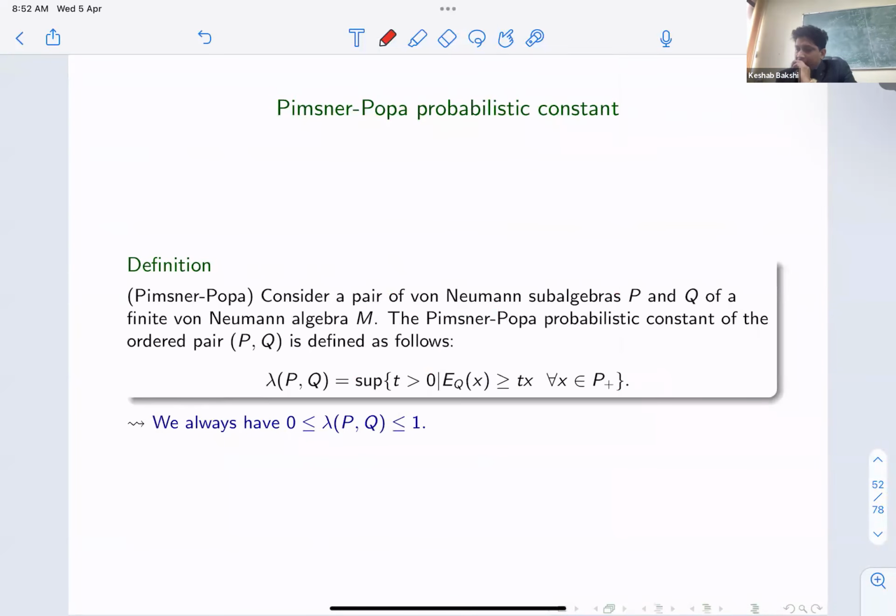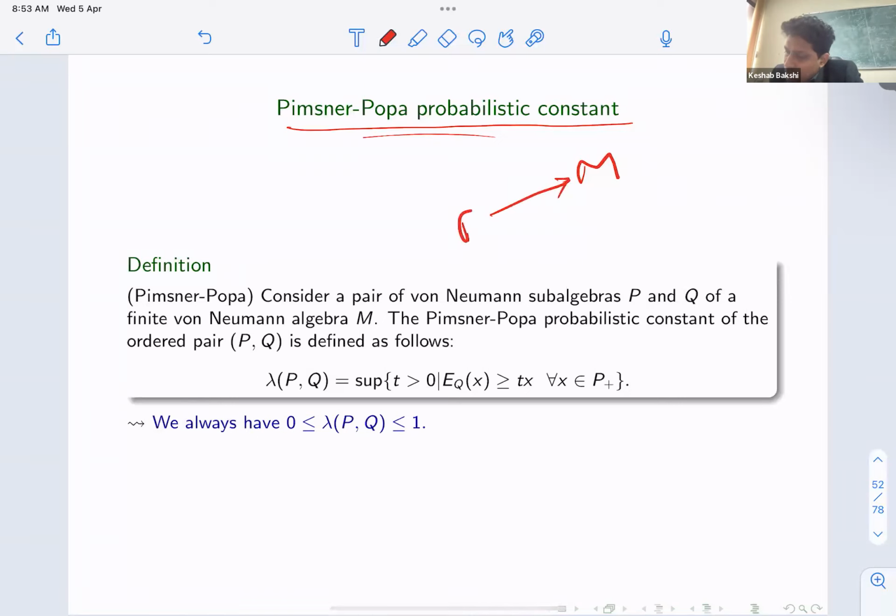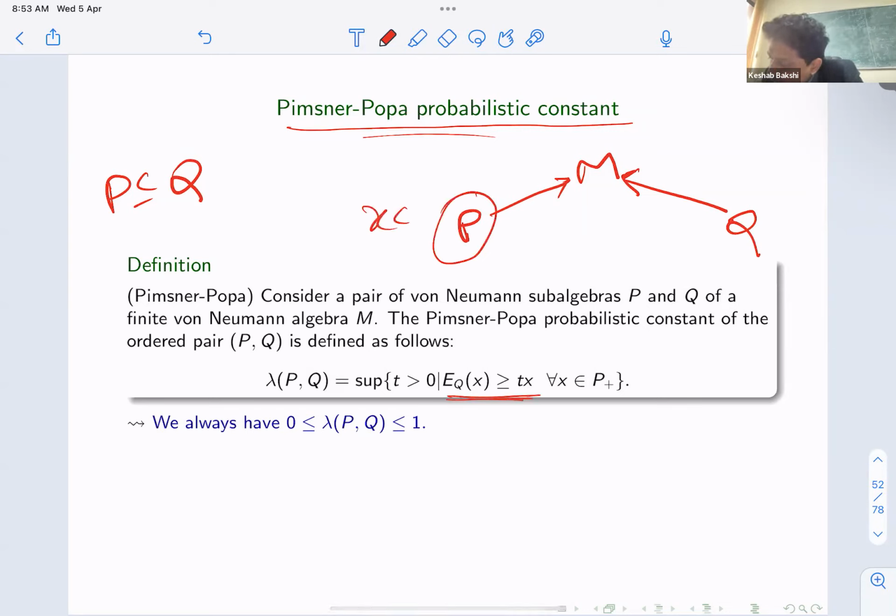So let me go back to the Pimsner-Popa probabilistic constant. You can see that Pimsner-Popa's definition, you can just modify, and that will exactly work for the II_1 factor also, for two subfactors P and Q. No need that P is a subset of Q. The same definition: the supremum, we can no longer write maximum, of all t such that E_Q(x) is greater than or equal to t x. Here I have taken x a positive element from P, and then the expectation to Q. So we have considered all such scalars and took the supremum.